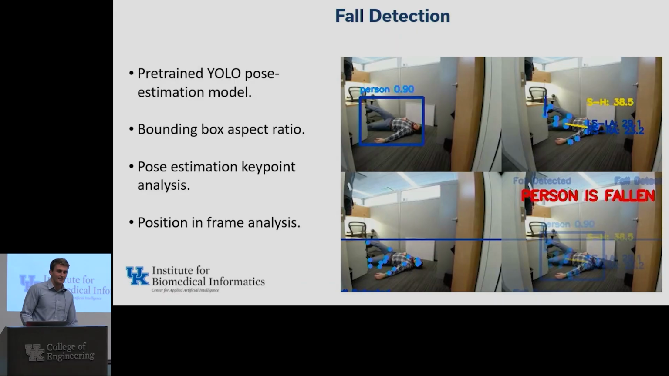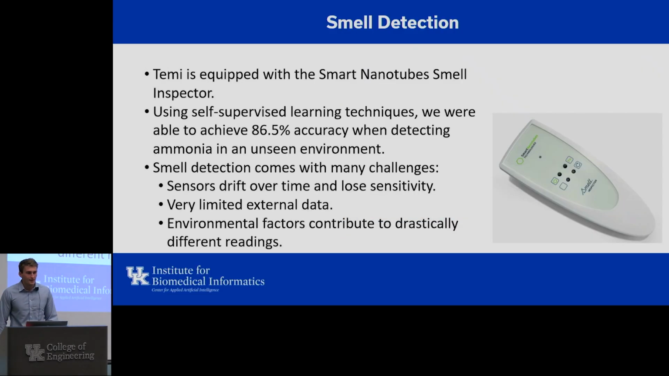And then the last one is the position in the frame. If most of the person's body is in the bottom half of the frame of the image, then it's most likely a fall. And if these models agree, we can detect a fall. Smell detection is an active area of research. We've equipped Temi with the Smart Nanotube Smell Inspector, which measures carbon nanotube variants, and we've used self-supervised learning techniques to achieve 86.5% accuracy when detecting ammonia in an unseen environment.